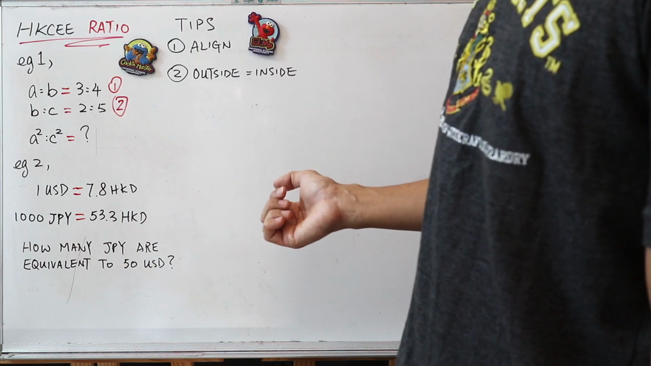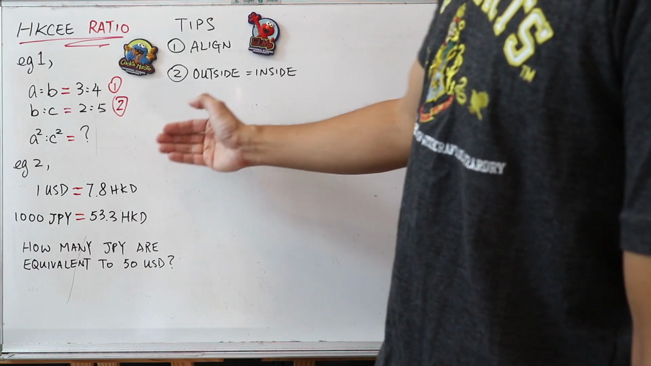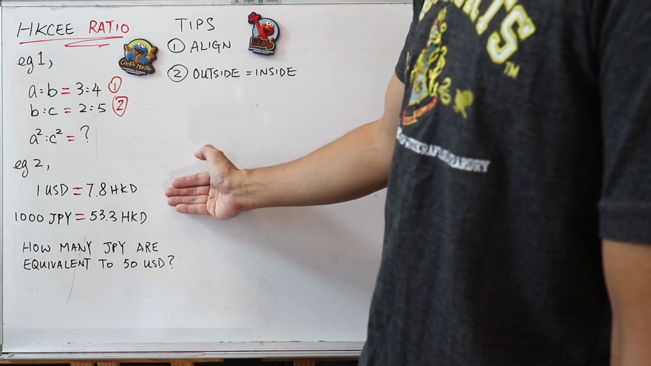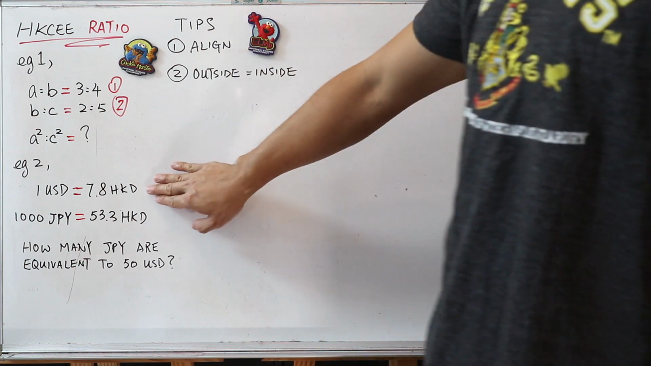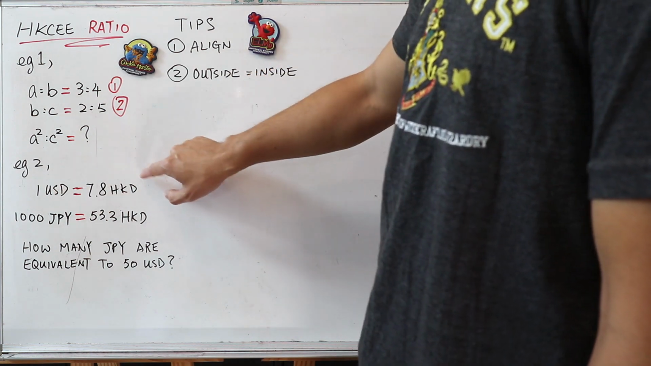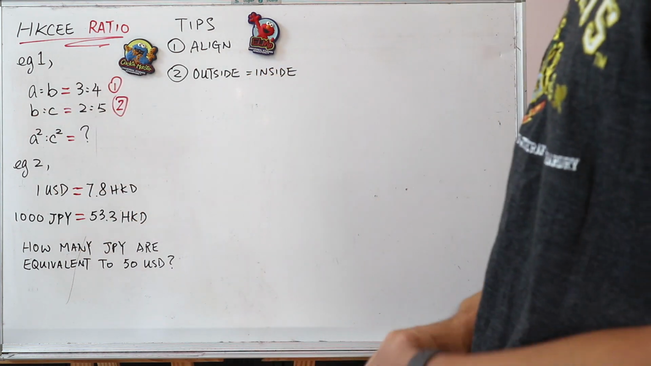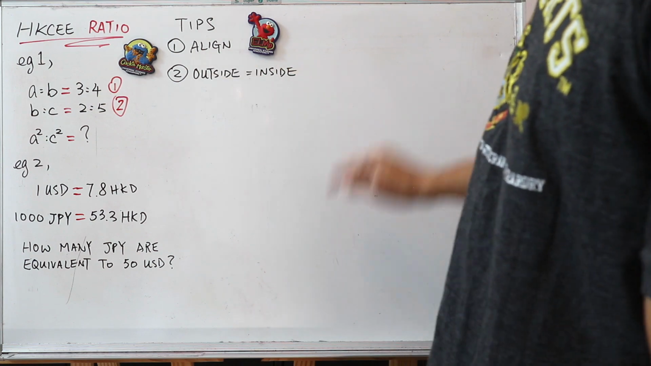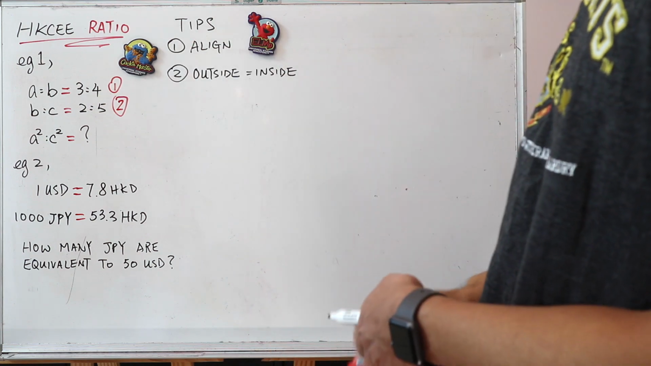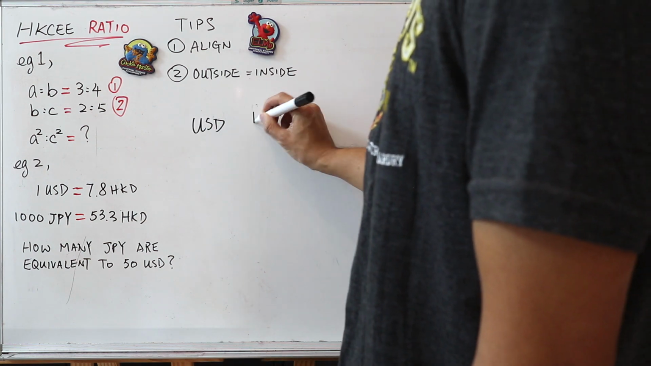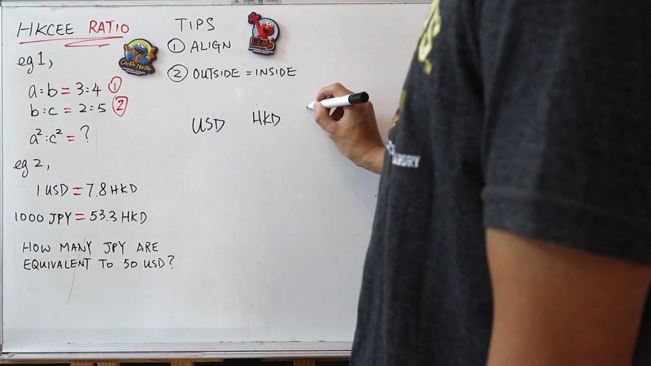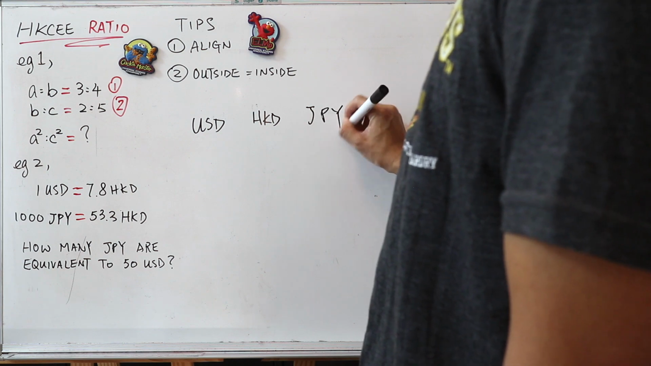Although the question looks a little bit complicated, you can find the answer by using an approach very similar to what I've given for example number 1. Here, you have three variables: USD, HKD, and JPY. So why don't we draw out three columns like what we did for example number 1. This time the three columns are USD, HKD, and JPY. Okay?